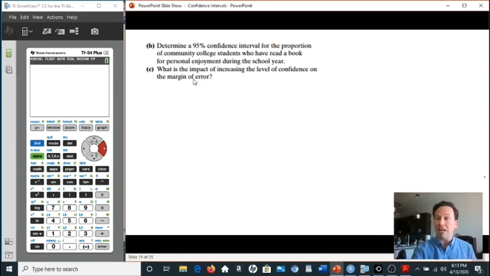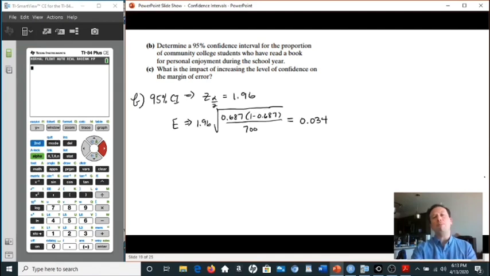We're going to compare answers A and B to look at the impact that it makes by changing the level of confidence. So for part B, for a 95% level of confidence, the z-score from the table is 1.96. So now all we have to do is go back and update our margin of error. The margin of error only changes right here. Before we had 1.645, change that to 1.96. This stays the same, and now the margin of error is 0.034.